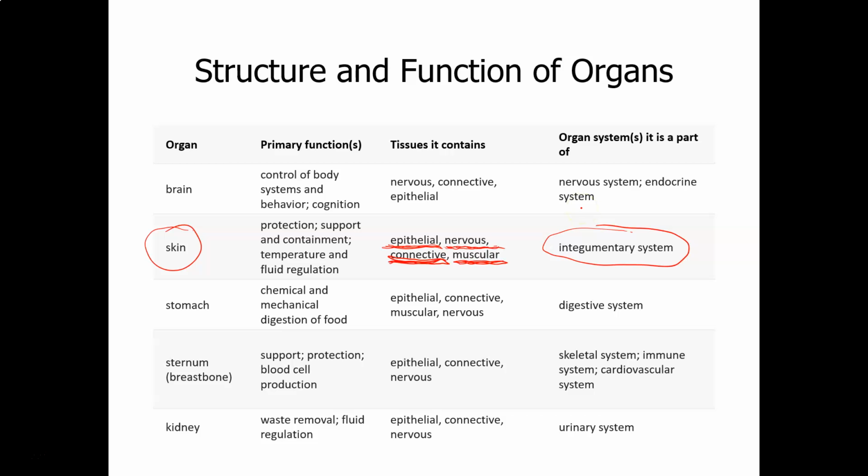So the integumentary system is not just skin. It is skin as well as accessory organs and glands like your sweat glands and your oil glands, your hair, your nails.